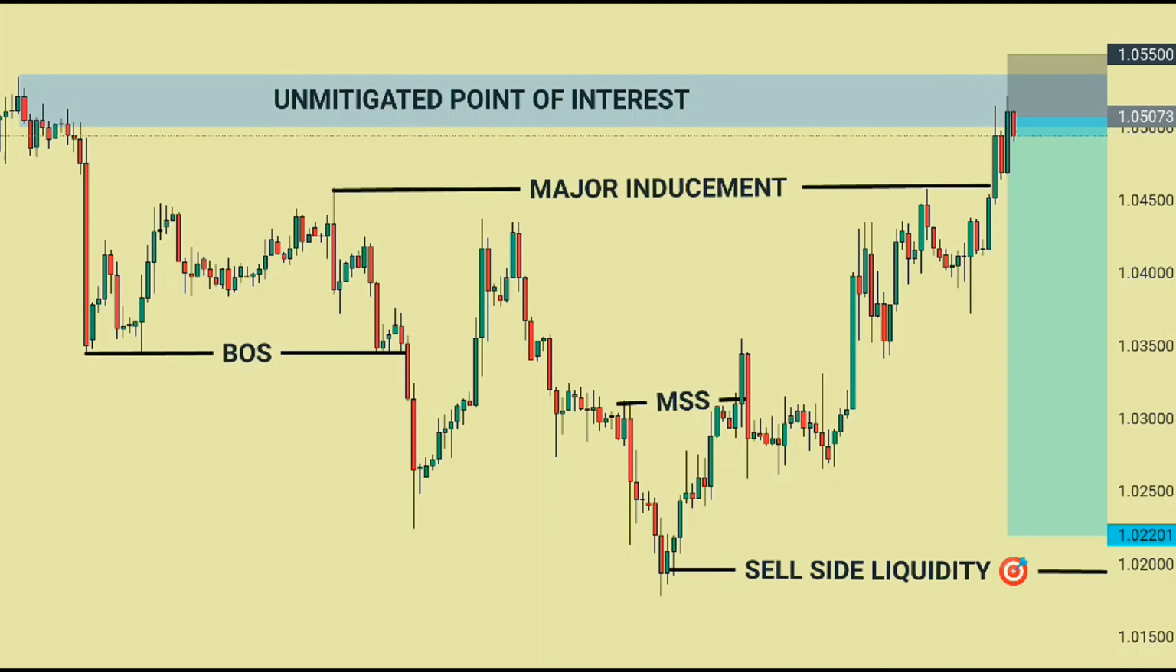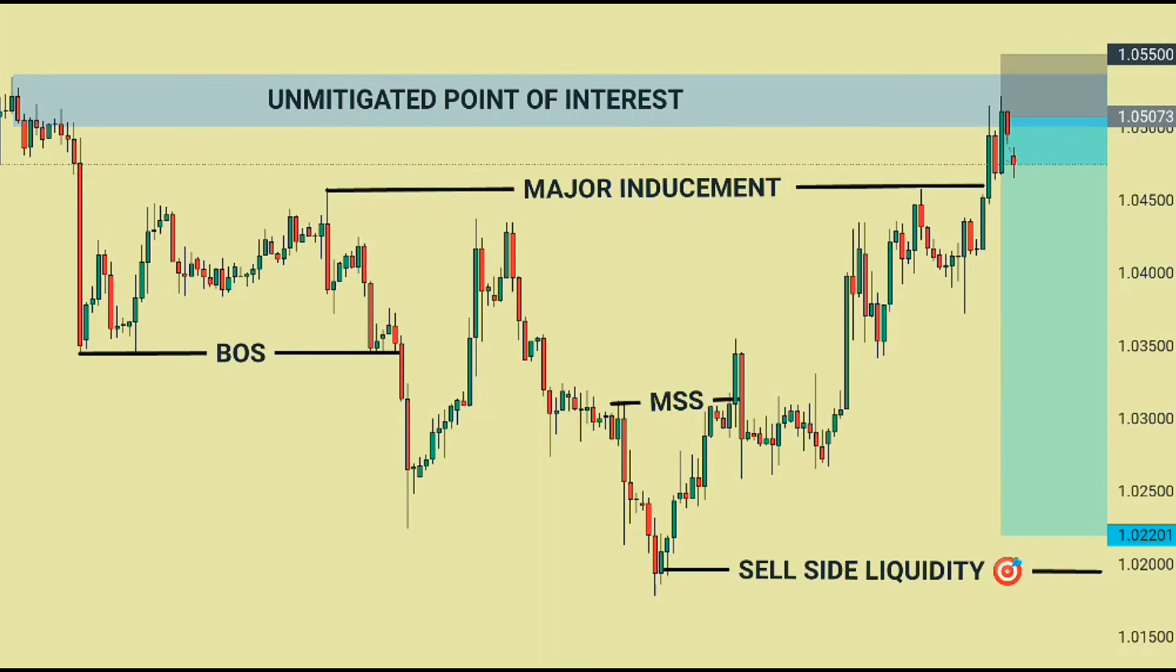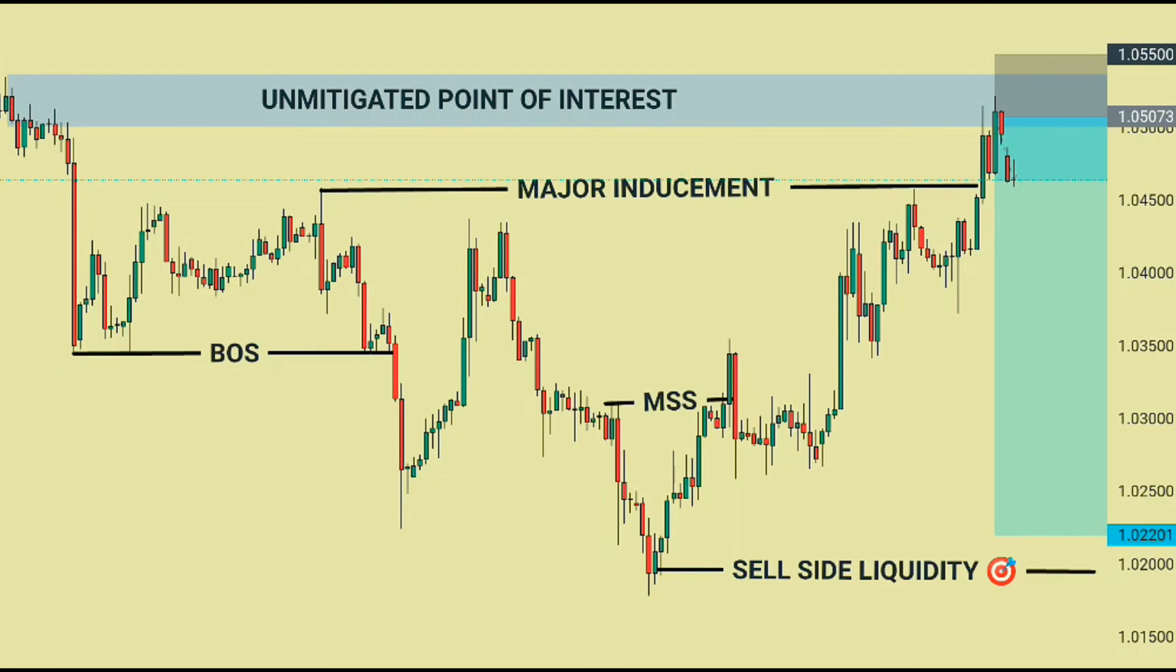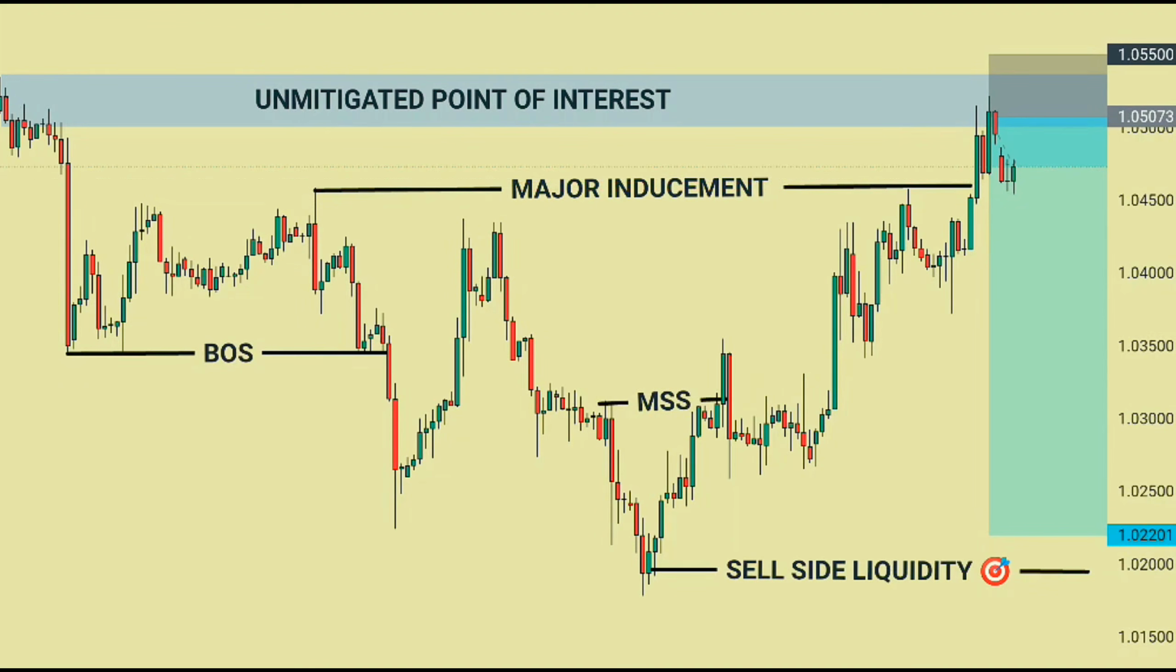So the full execution is simple. Wait for liquidity sweep. Wait for pullback. Enter with confirmation. Place stop above structure. Target the next liquidity zone. This is a structured and high-probability sell trade based on smart money concepts.